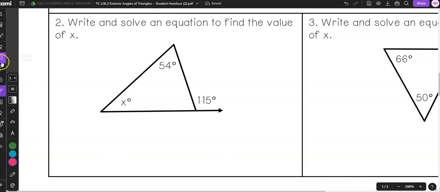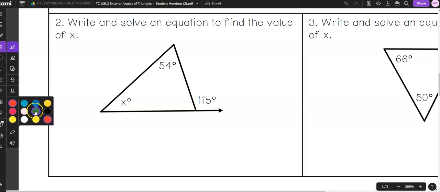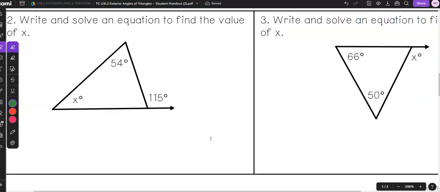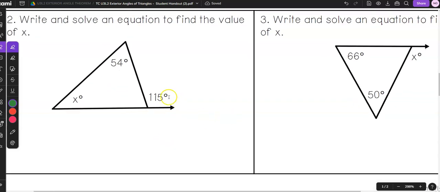Okay, so I'm going to start color coding these. Again, you don't have to do this, but I'm going to color code these. I'm going to highlight the exterior angles. Let's look at both of them at the same time. I'm going to highlight the exterior angles in green. So the exterior angle on number 2 is 115 degrees. The exterior angle on number 3 is x.